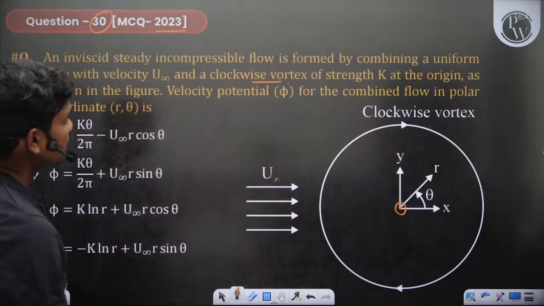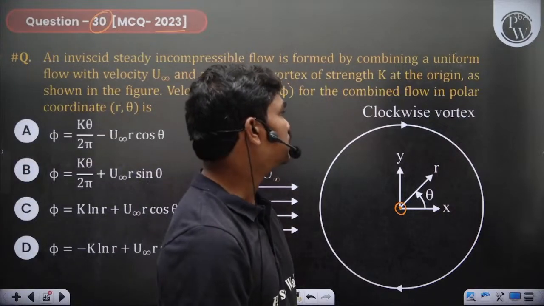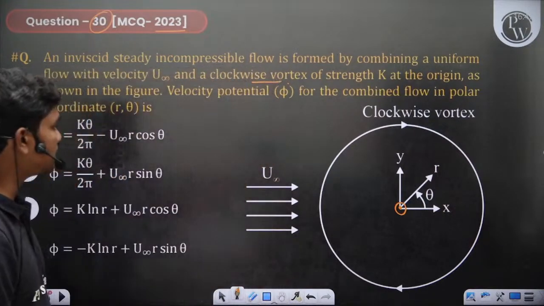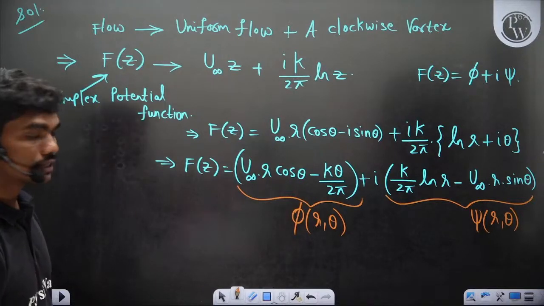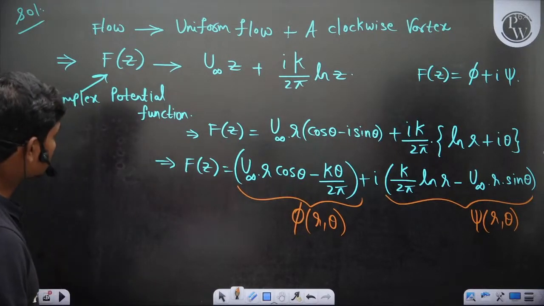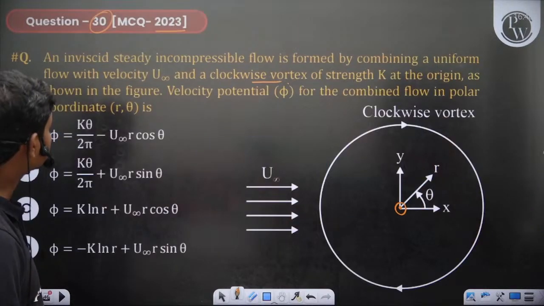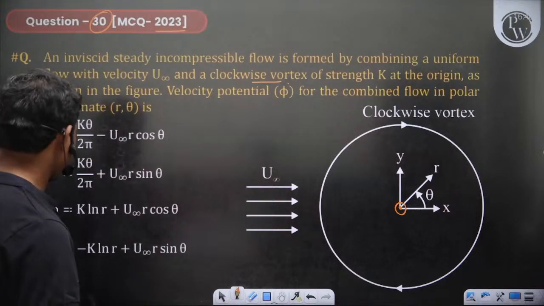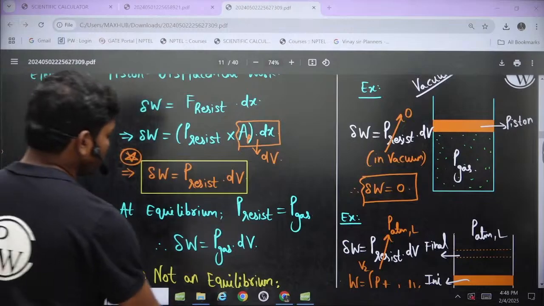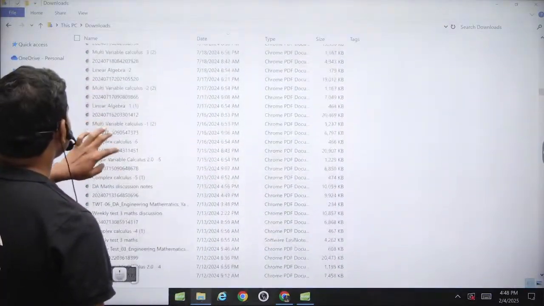Clockwise vertex, normally for the anti-clockwise sense the circulation is positive, so for clockwise sense, circulation is negative generally. So minus I of this negative sign becomes plus, correct? So k by 2 pi ln z, 1 minus sign, these options are correct: k theta by 2 pi minus u infinity r cos theta. Let me go to fluid mechanics notes once. Maybe I am getting confused with sign conventions.